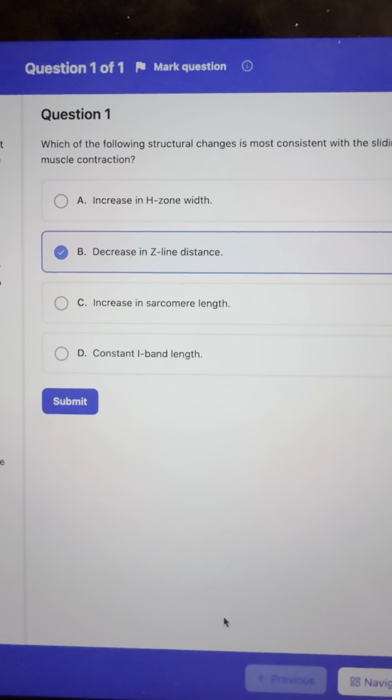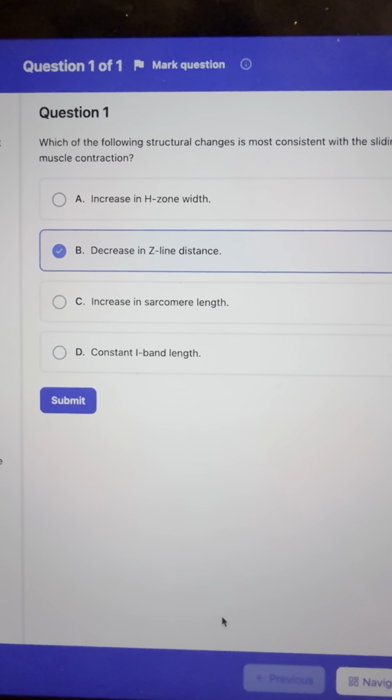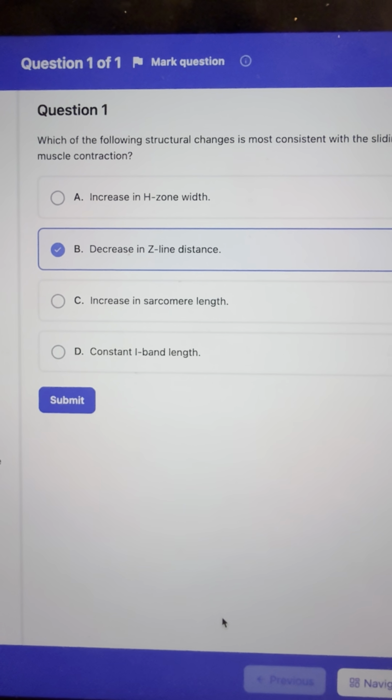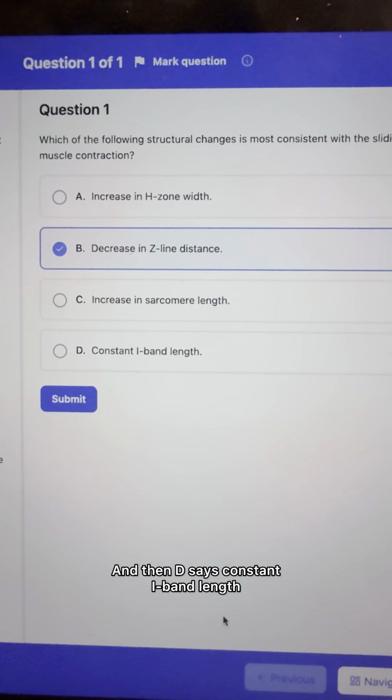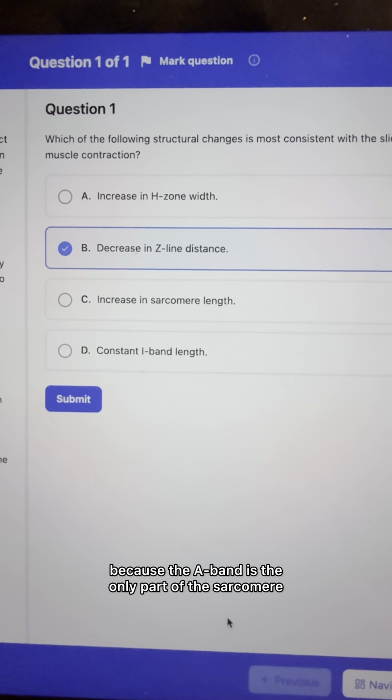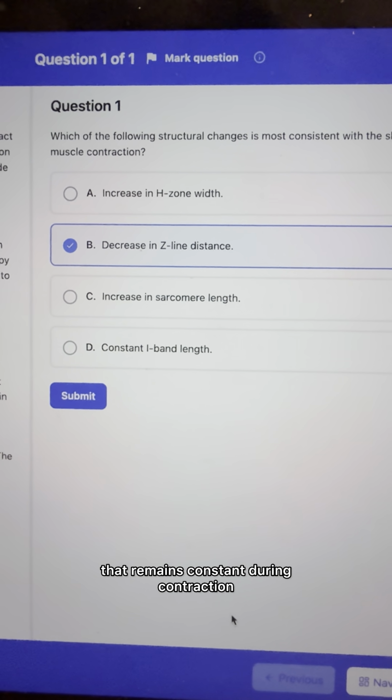C says increase in sarcomere length, and as we just went over, sarcomere length will decrease during muscle contraction, and then D says constant I band length, and this is not true because the A band is the only part of the sarcomere that remains constant during contraction.